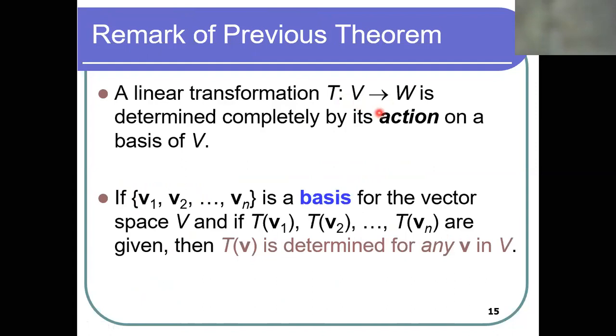A linear transformation T from V to W is determined completely by its action on a basis of V. If you have basis vectors, you can apply T on V1, T on V2, up to T on Vn, and then T is determined for any V in V. I mean that if these elements belong to a basis, then any arbitrary element of Rn can be written as a linear combination of basis elements, and you can apply T separately to every vector given in the basis. So let us explain this.